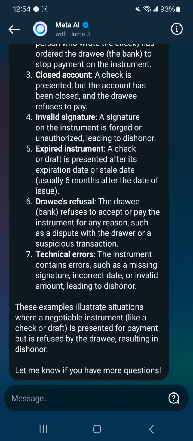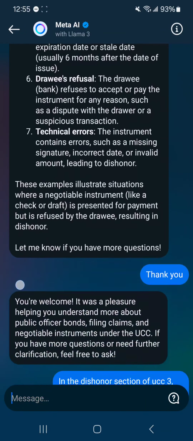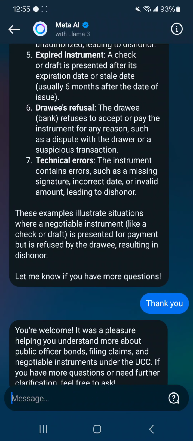Technical errors. The instrument contains errors such as a missing signature, which means it's not endorsed. We've seen that. It gets returned to the holder if it's not endorsed. Remember that? Incorrect date, invalid amount, leading to dishonor. Okay. Technical errors would really, in my opinion, only be missing an endorsement. Because the other ones, incorrect date, I don't really know how that would. Anyways, so I said thank you, and I thought about that for a while, especially number 6.